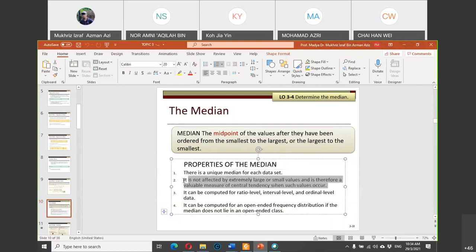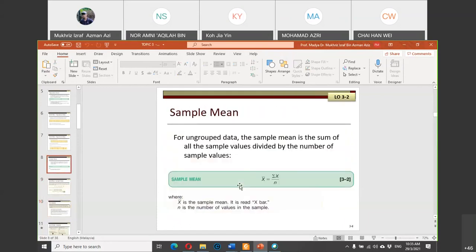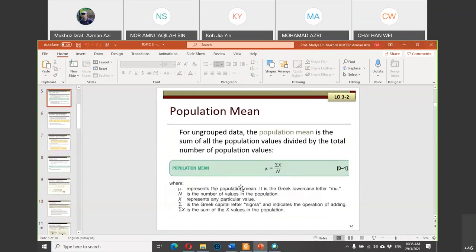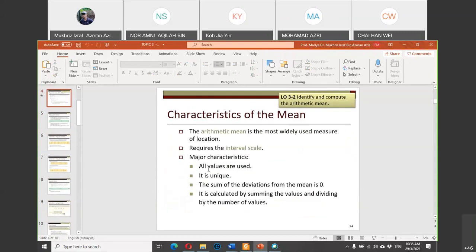Whenever you are using mean, if you go back to this slide here, all values are used. Of course, it is not mentioned in the slide, but you can add it in your own slide. Another point in your slide is that it is affected by extremely small or large values.